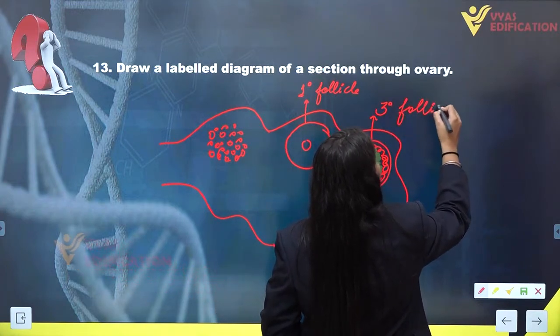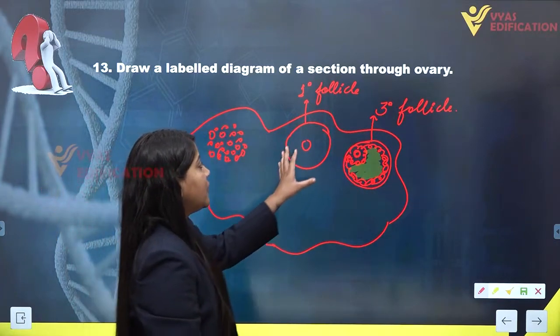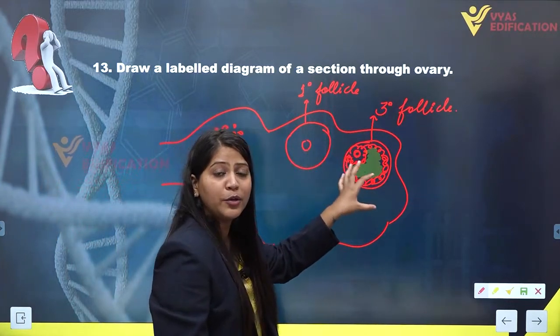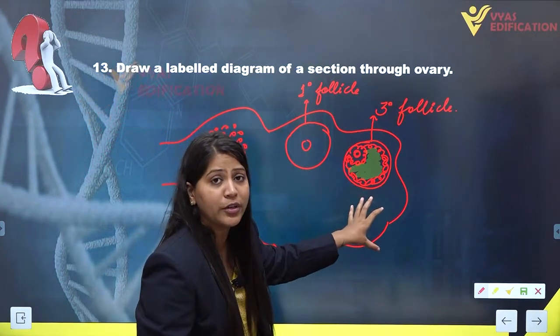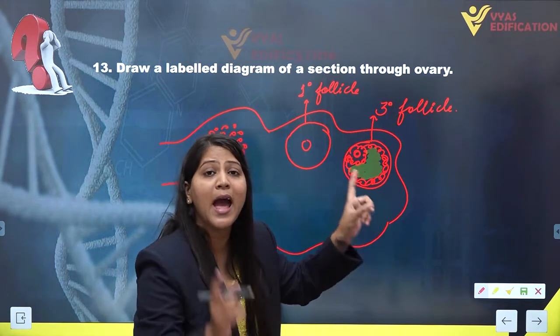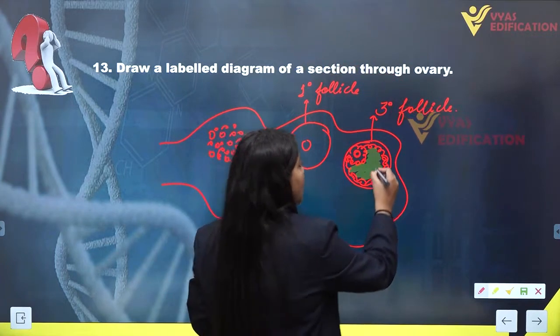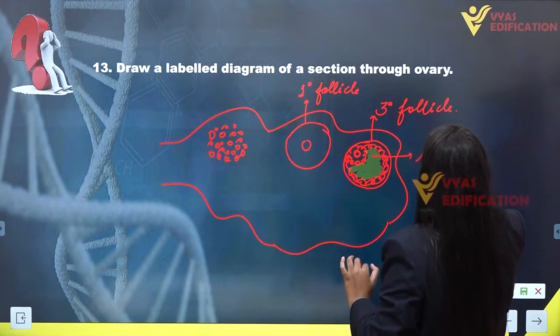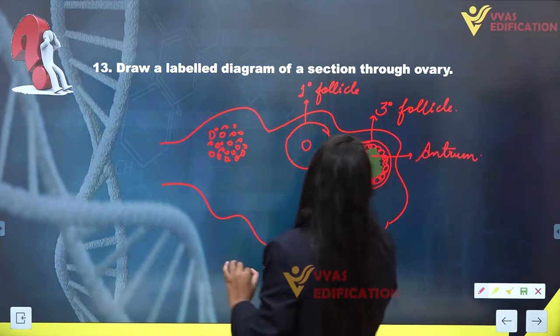Of course, the tertiary follicle is made through secondary follicle. The primary follicle will transform into secondary follicle, secondary follicle will grow into the tertiary follicle. This tertiary follicle is characterized by having a fluid-filled cavity, that is antrum. This cavity is antrum. So tertiary follicle is showing antrum.